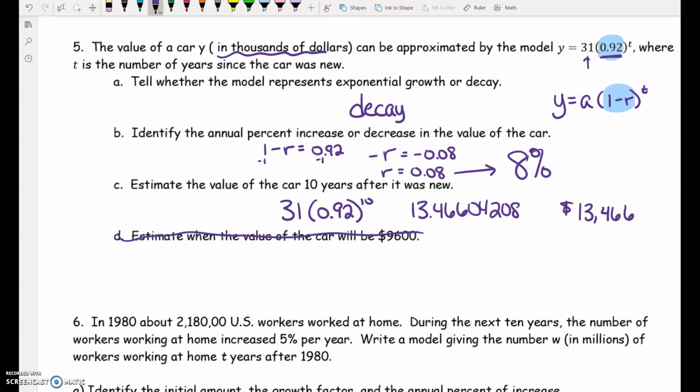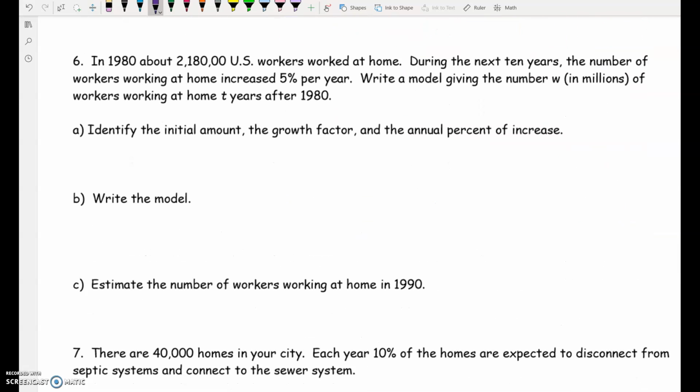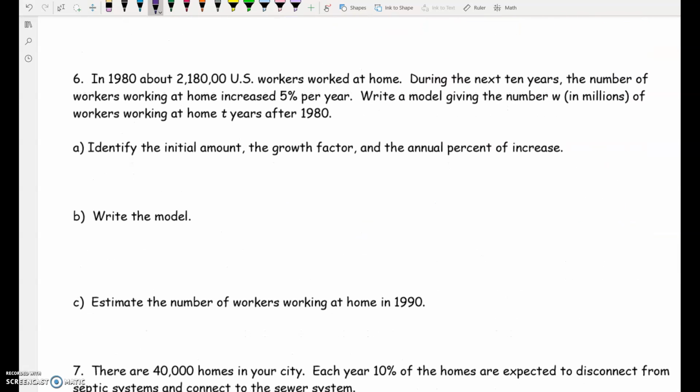And in the second half of Chapter 6, we are going to learn how to go backwards and solve these to find exactly how many years it would take to get to 9,600, but that's for another day. Okay, number 6 is where we're going to actually start writing the models.